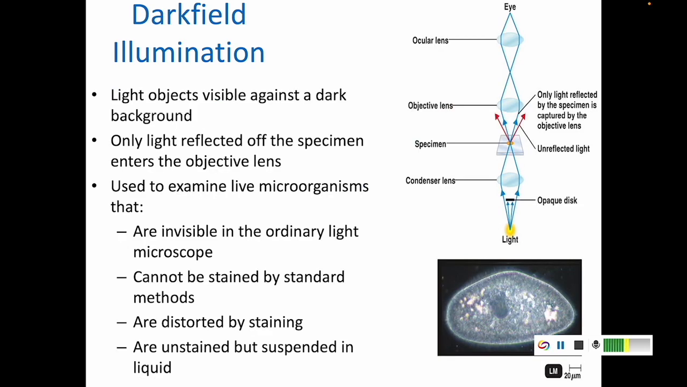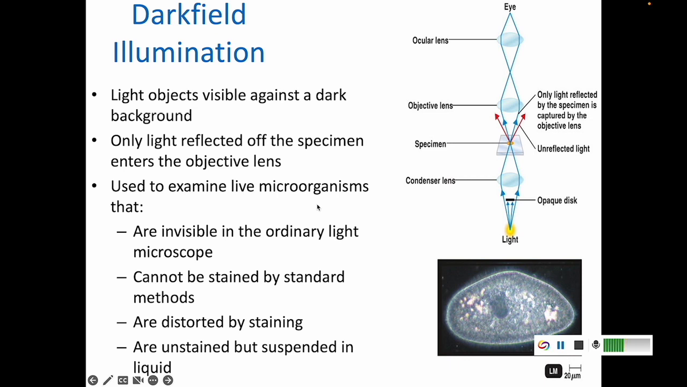Another kind of microscope is darkfield illumination, where light that reflects off the specimen is the only light that's going to come into the objective lens. So anything that's not bouncing off this specimen is going to look dark. Your background is going to look dark. This is really nice because you don't have to stain your organism. It shows up just because it's there. So this is really good for looking at live organisms.